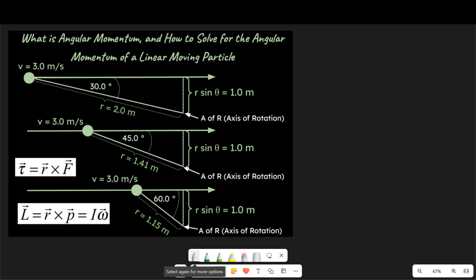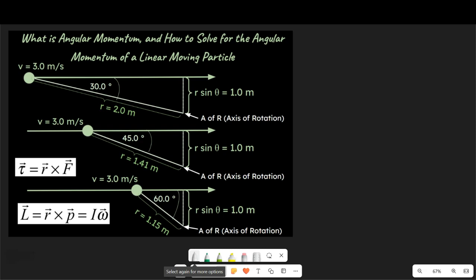Hey, welcome back. Today we're going to be talking more about what angular momentum is and how you solve for the angular momentum of a linear moving particle. This is something that AP Physics C mechanics students need to know, and it's a tricky problem. It's a tricky way of thinking about things.